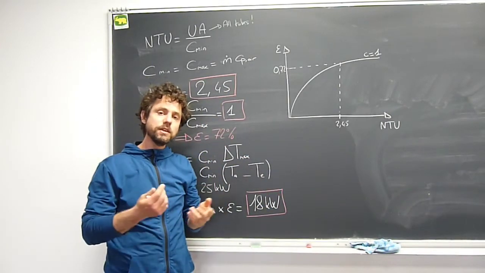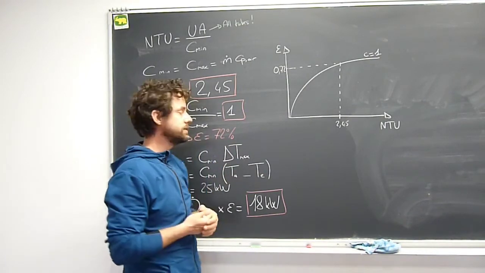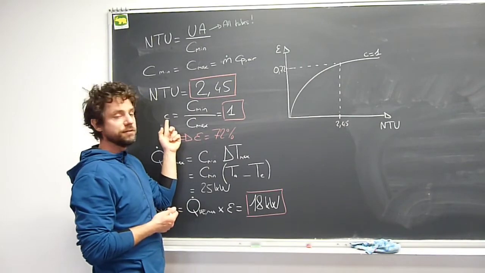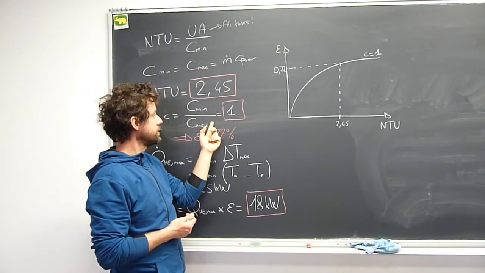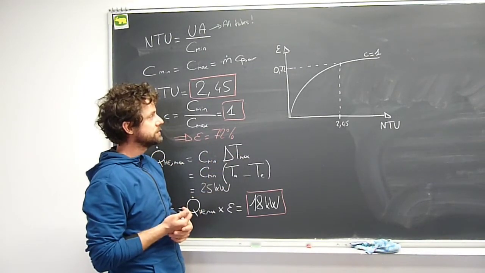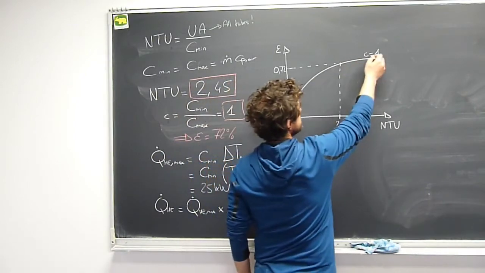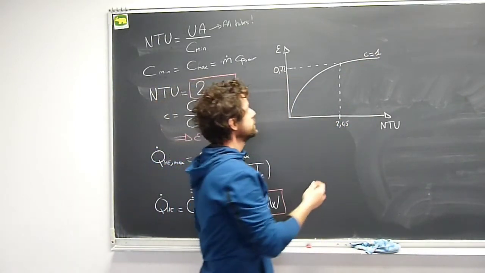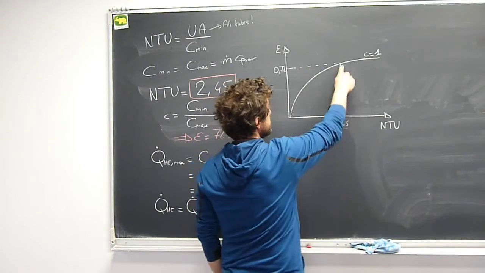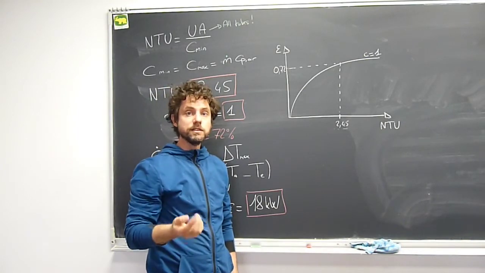and also in order to read the diagram, we need to know the ratio of heat capacity rate. This is written with the little c, which is defined as the ratio of the C min over C max, and because C min is equal to C max, we have 1 for this ratio of heat capacity rate. Now we can use the diagram, and you look for the curve that corresponds to a heat capacity rate ratio of 1, and you look also for a number of thermal units of 2.45, and you read on the diagram. From my reading, I find 0.72 for the efficiency of the heat exchanger.